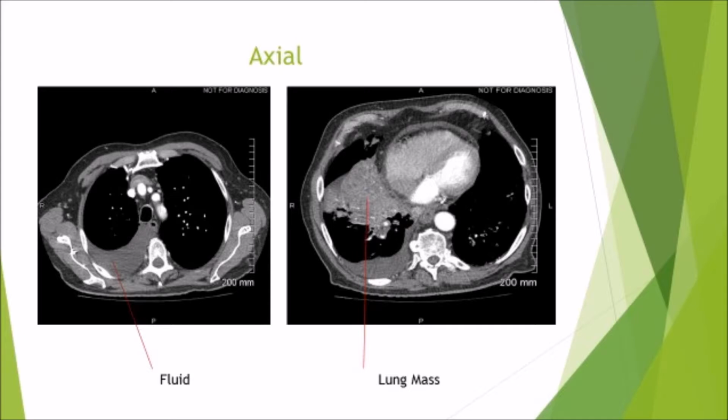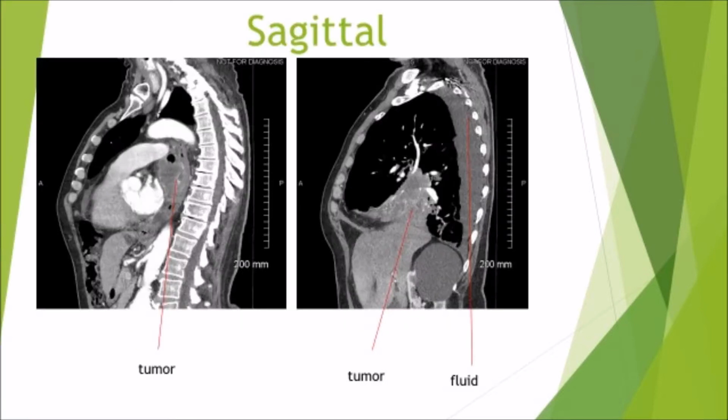The image on the left shows a lot of fluid buildup in the lung, and the image on the right shows the lung tumor along with the fluid. Here is the sagittal view. Here you can see the tumor and the fluid.